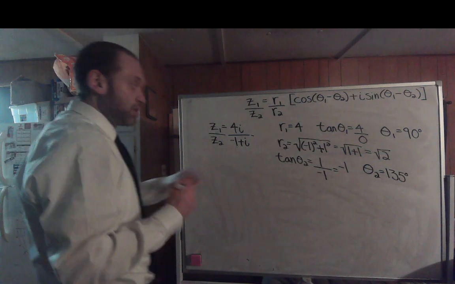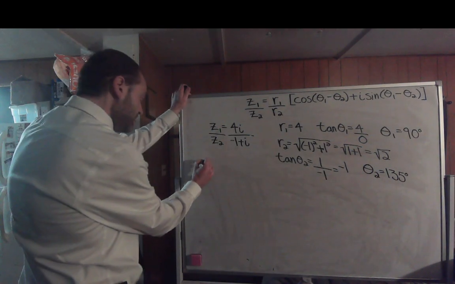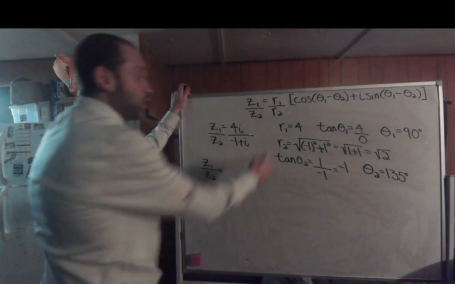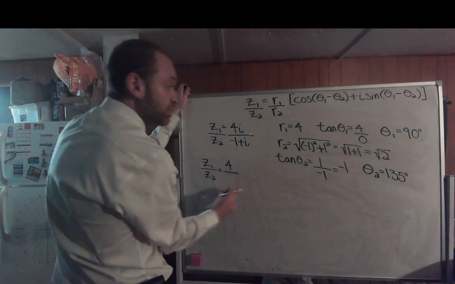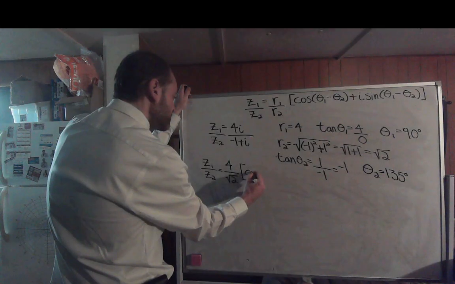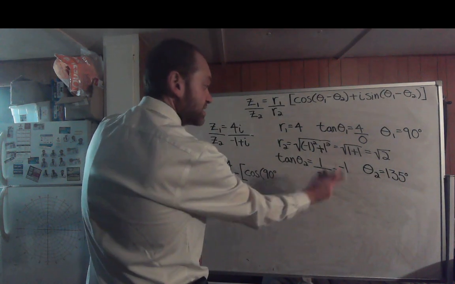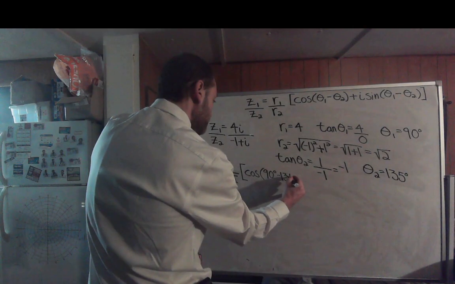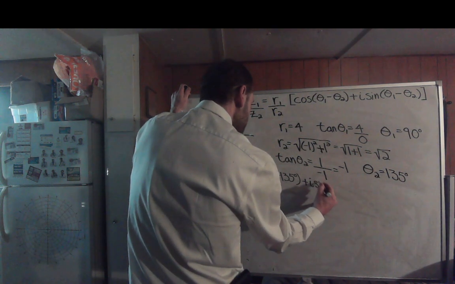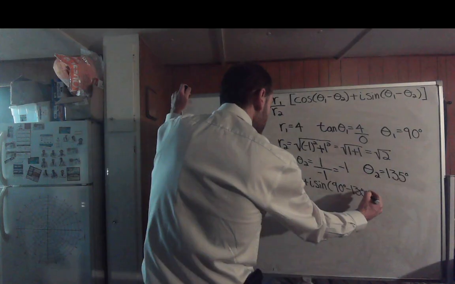Alright, so we know our r's, we also know our thetas. We have enough now to go ahead and divide these. So z sub 1 divided by z sub 2 equals my r1, which is 4, over my r2, which is the square root of 2, times the quantity of the cosine of theta sub 1, which is 90 degrees, minus theta sub 2, which is 135 degrees, plus i times the sine of 90 degrees minus 135 degrees.